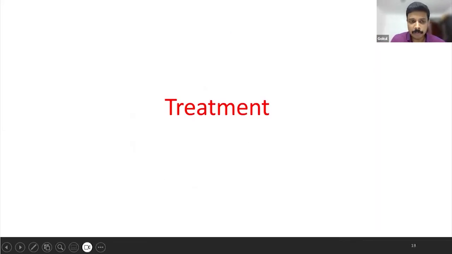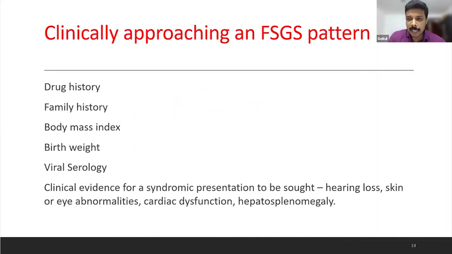So going on to the treatment per se. Whenever we see an FSGS pattern, these are the things which you have to look into. One is a detailed drug history, a family history, body mass index has to be taken, birth weight if we could get it, and the viral serologies have to be done. And we have to look for clinical evidence for a syndromic presentation, especially any hearing loss, skin or eye abnormalities, cardiac dysfunction, hepatosplenomegaly. And after this, we go into the biopsy, light microscopy, immunofluorescence, and electron microscopy.